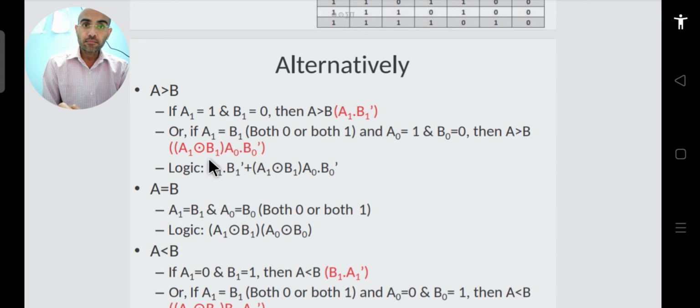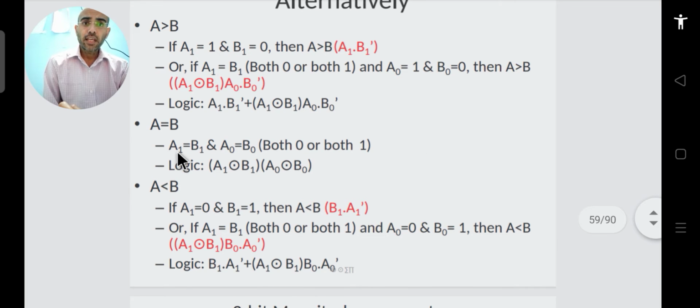If you write them together, then you can see that A greater than B will be the case when this logic is satisfied. You combine both of them. So combining both of them, you write the complete expression. Then it will become A1 B1 complement plus A1 XNOR B1 and A0 and B0 complement. So this expression and this expression we have ORed together because the OR is coming together, and ANDed this with this because the AND is here. So these 3 cases.